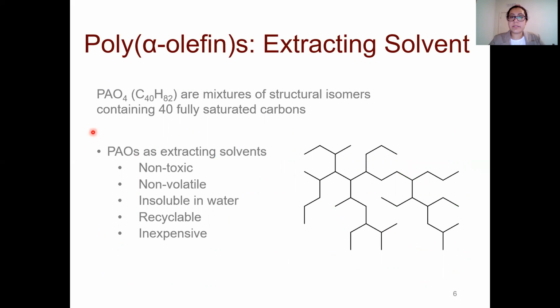As the extracting solvent that we use to remove the dyes, we use PAOs, or polyalpha olefins. I use PAO 4, which is a mixture of structural isomers containing 4 fully saturated carbons, which may look like this. Using PAO as extracting solvent has the advantages that it is non-toxic, non-volatile, not flammable, and insoluble in water, which means that water won't get contaminated by the PAO. It can be recycled, and it is very inexpensive.